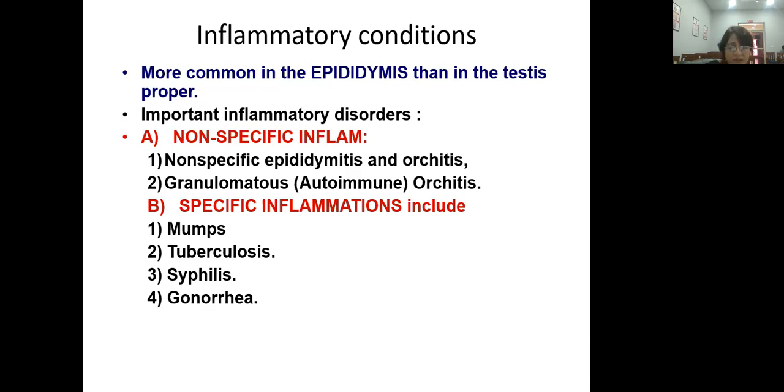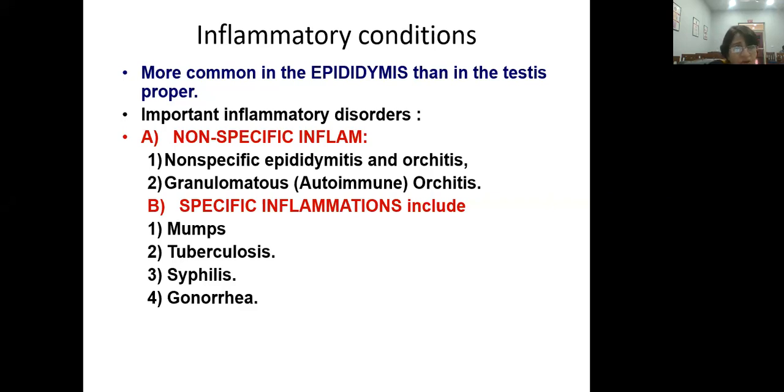orchitis. Mumps orchitis. Whenever children get mumps, one complication of mumps is mumps orchitis. Mumps is usually a disease of children, but if mumps develops in a middle-aged person, that can be associated with infertility. So mumps orchitis, tuberculosis. Tuberculosis is very common in the epididymis as compared to the testes itself. So it is called tuberculous epididymitis. That is more common as compared to tuberculous orchitis.